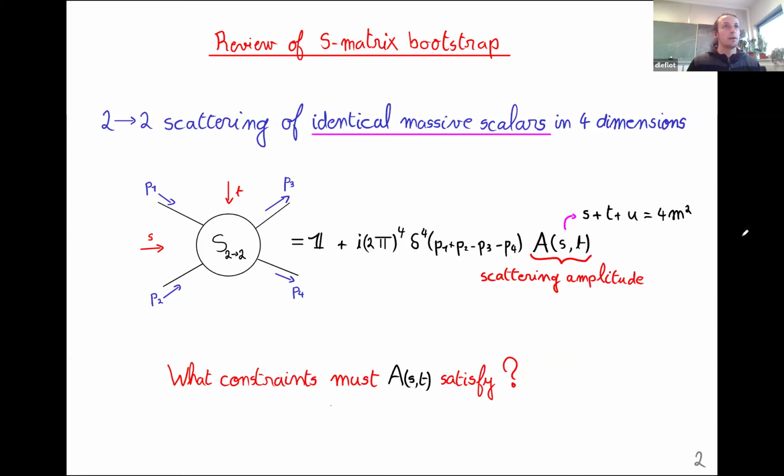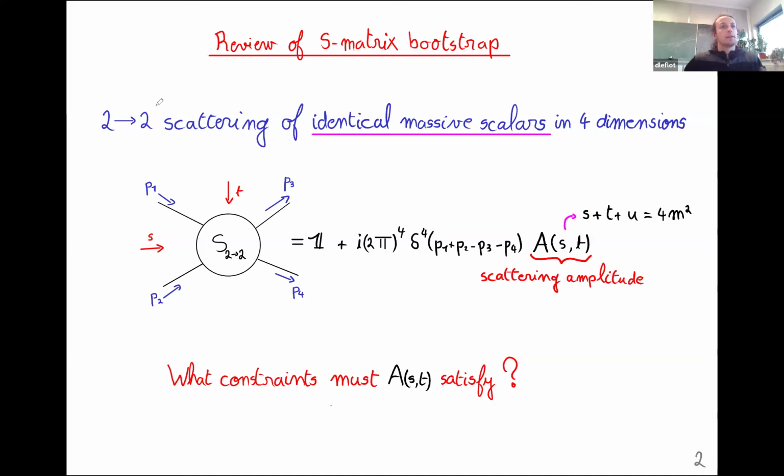At this point, I just want to emphasize that even if we will be focused on 2-to-2 scattering, we will not ignore particle creation. In fact, it is taken into account by the unitarity. So the fact that we focus on 2-to-2 scattering is not an approximation.